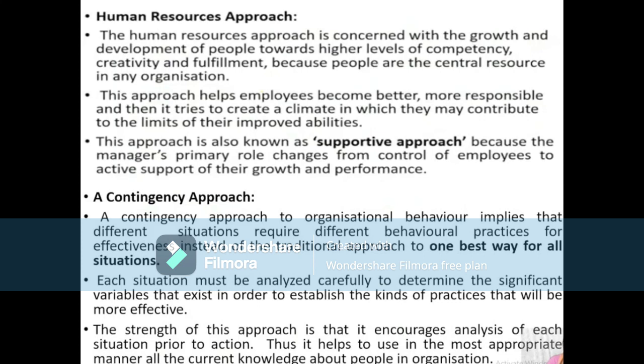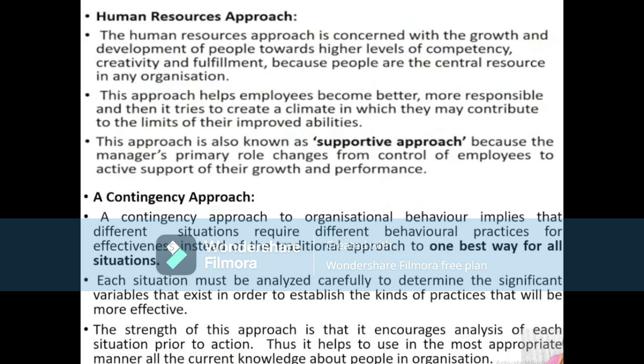Because the employees are the main backbone of the organization, the management tries to be very positive towards employees in order to draw good performance from them. Therefore, human resource approach is concerned with the people working in the organization, with their growth and development towards a higher level of competency, creativity, capabilities, and potentialities. All these are related to the higher growth of the employees, which will help increase their competency levels.